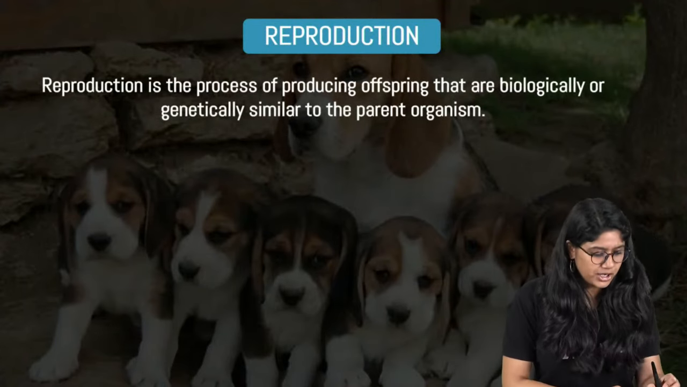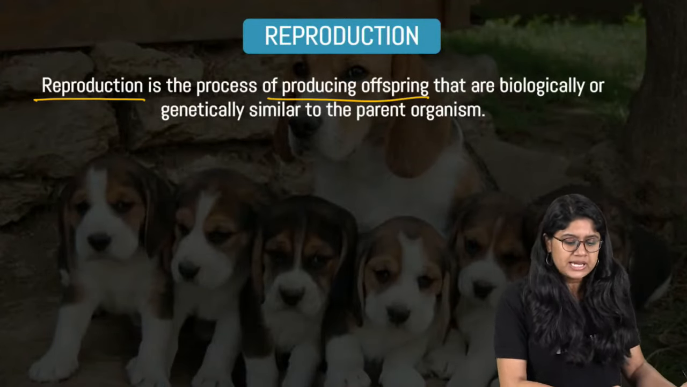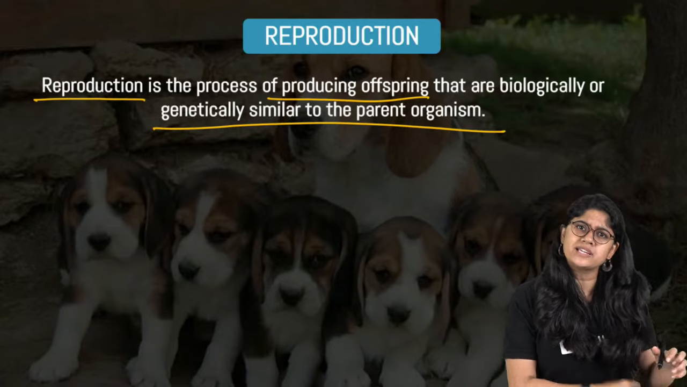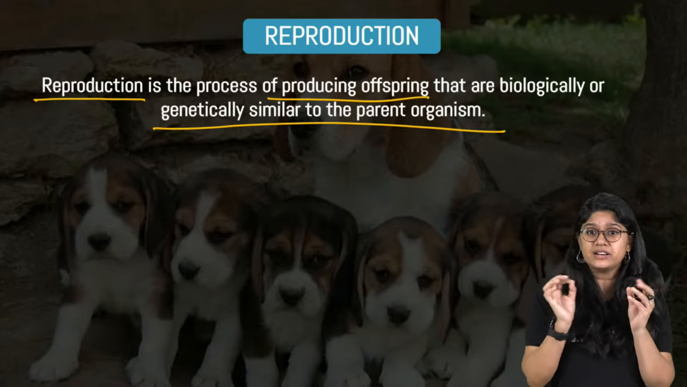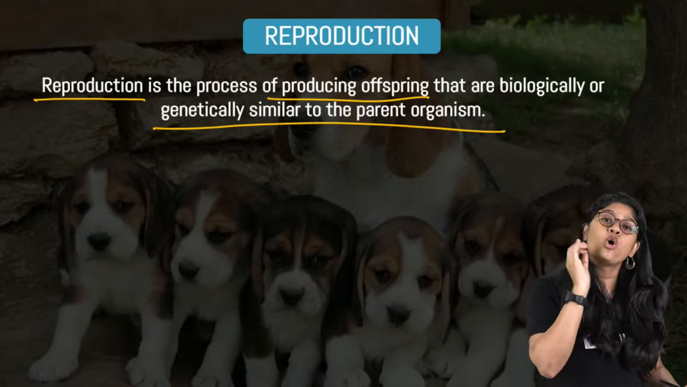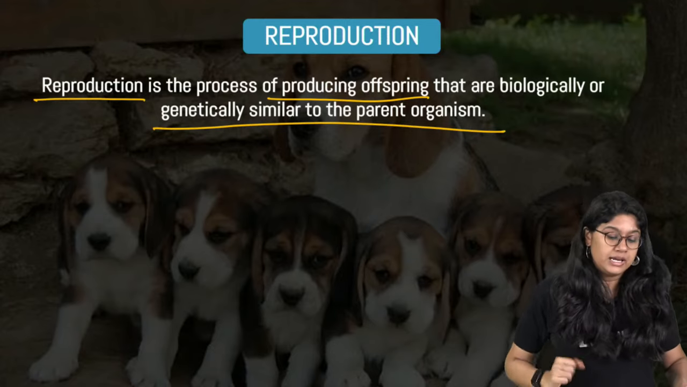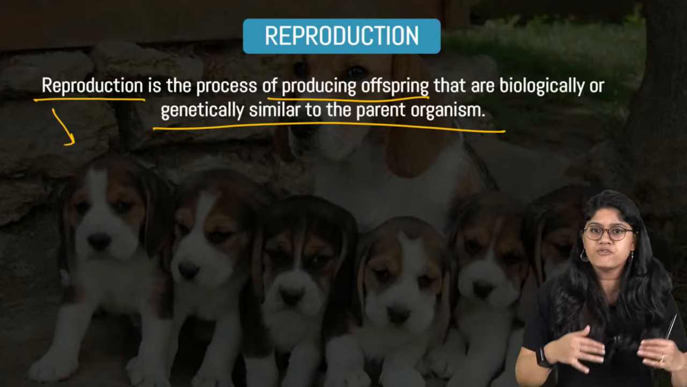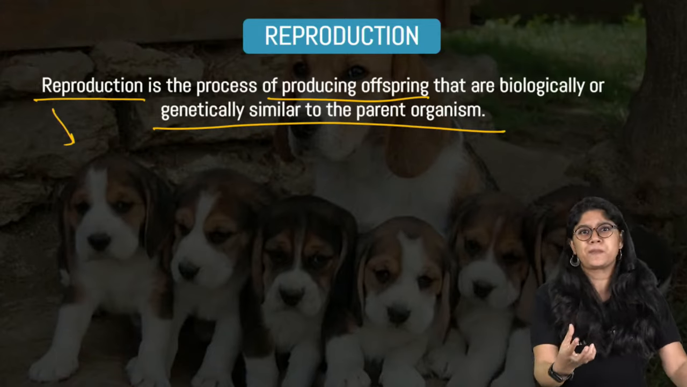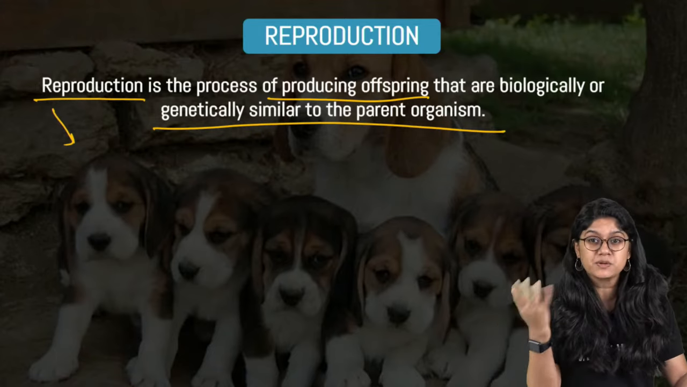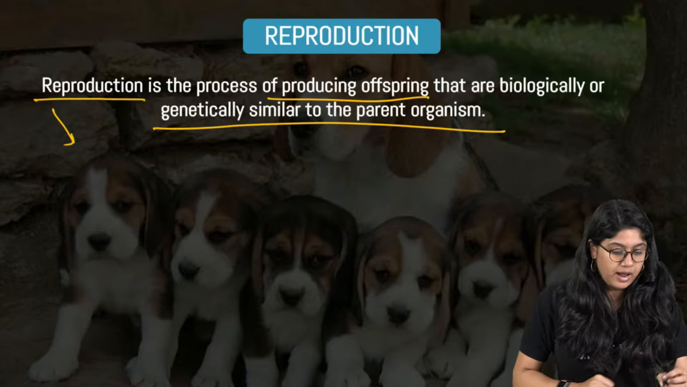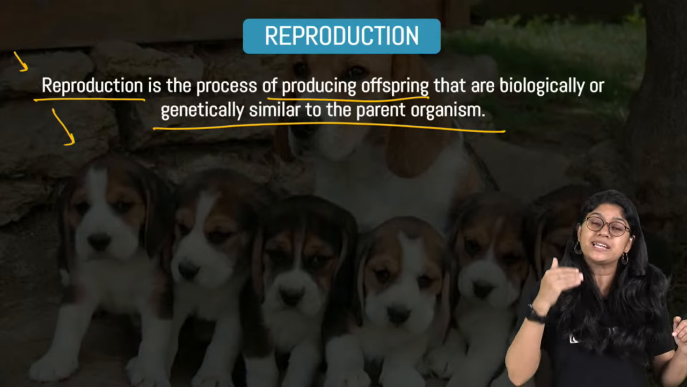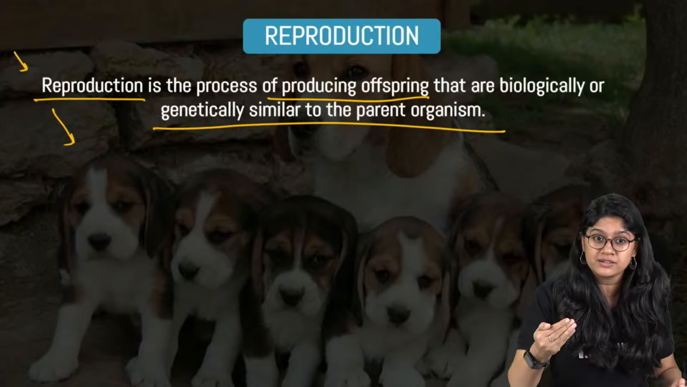So we know that reproduction is a process of producing offspring that are biologically or genetically similar to the parent organism, right? In reproduction, the parent will be producing either identical copies or a similar copy of themselves. Like the humans, when they reproduce, we have the small babies. When we look at ourselves, we are very similar to our parents. We are not identical to our parents, but we are very similar. We are produced by the process of reproduction, and it actually helps in the continuation of the species. What do you think, everyone?